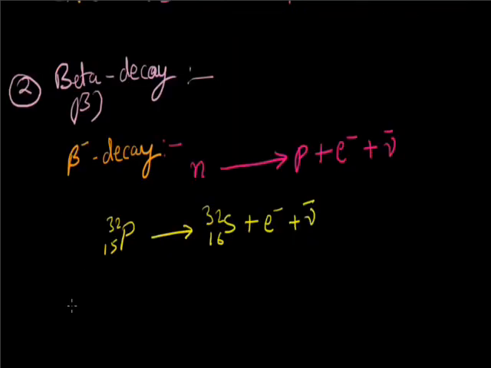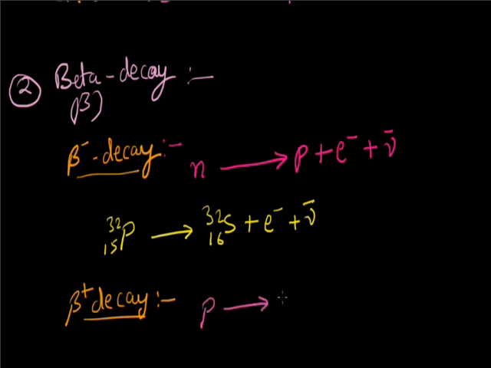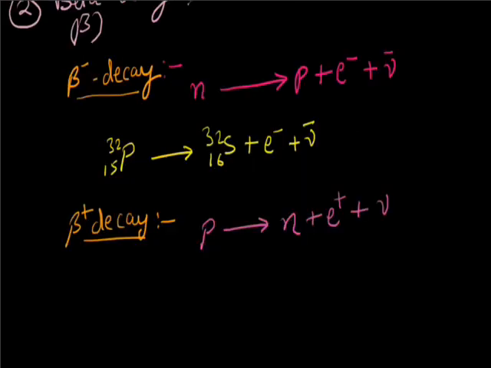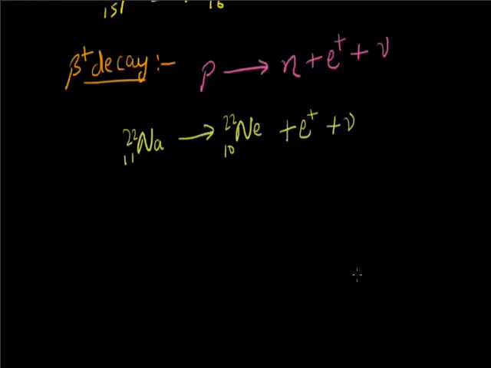The next is beta plus decay. The basic nuclear process under beta plus decay is a proton converting into a neutron, plus we are getting a positron and a neutrino. The example of this process is Na converting into Ne, and we are getting a positron plus neutrino. This is beta decay. Next we have gamma decay.